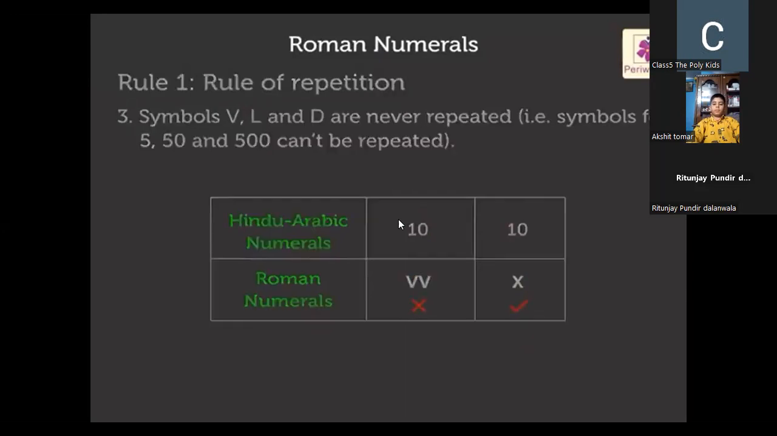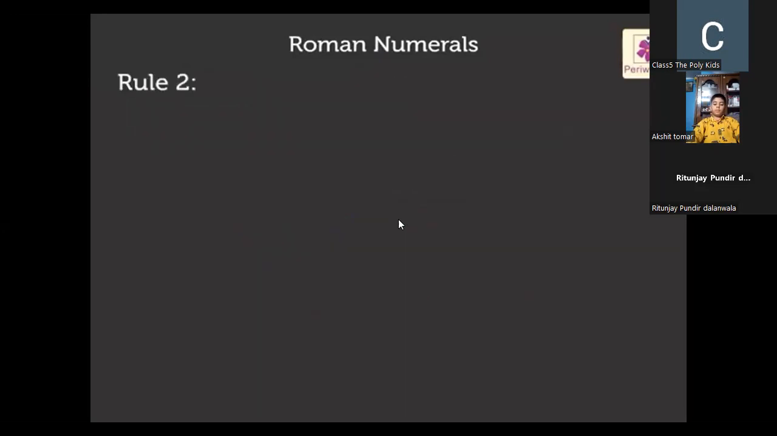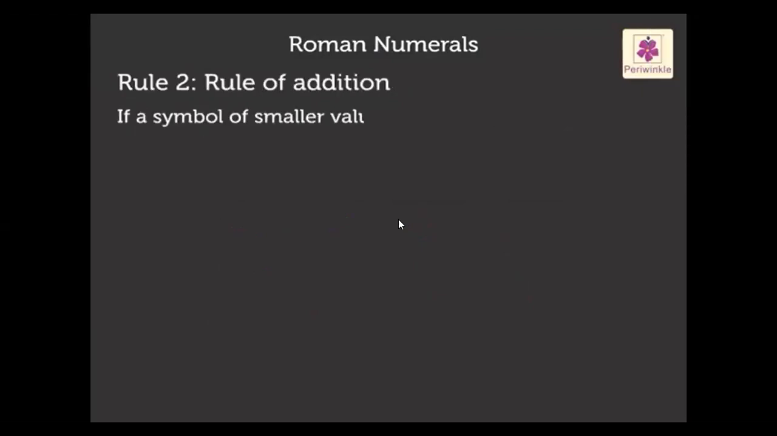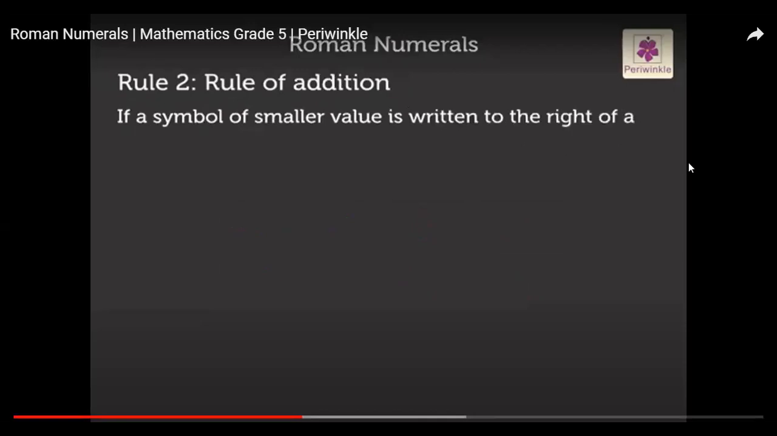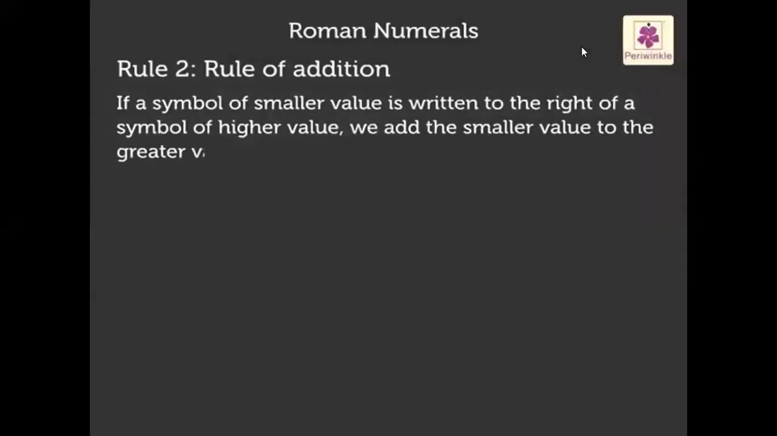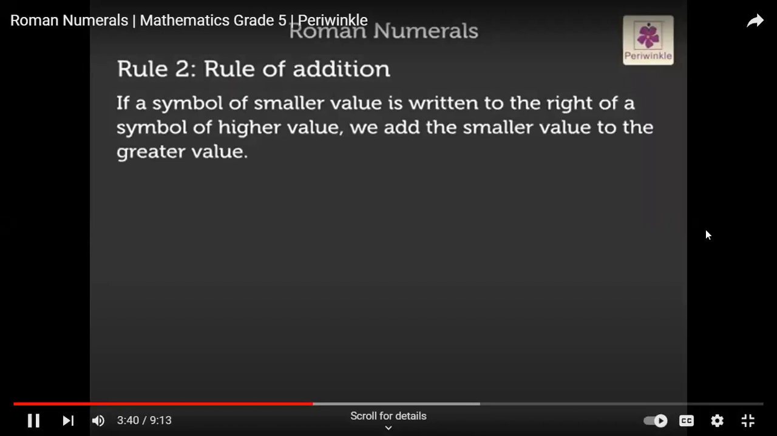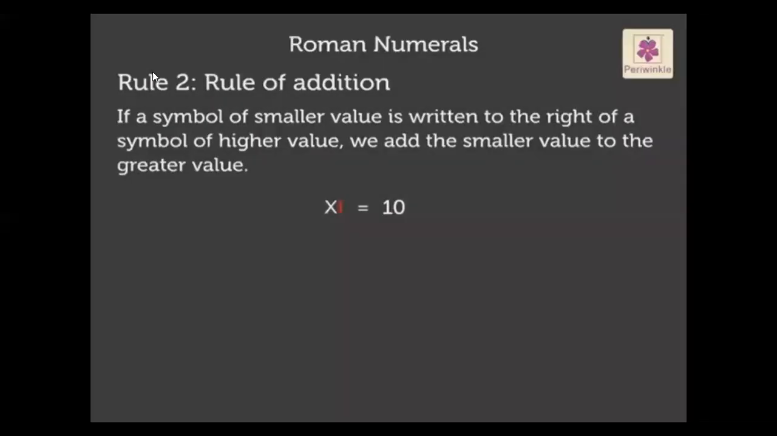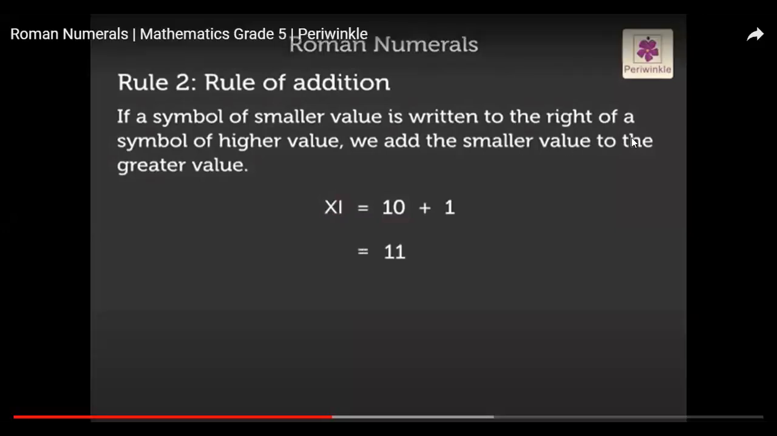Now, let us look at the second rule. Rule 2. Rule of addition. If a symbol of smaller value is written to the right of a symbol of higher value, we add the smaller value to the greater value. Let us consider XI. X has a value of 10. I has a value of 1. So, the Hindu-Arabic number for this Roman number is 11.